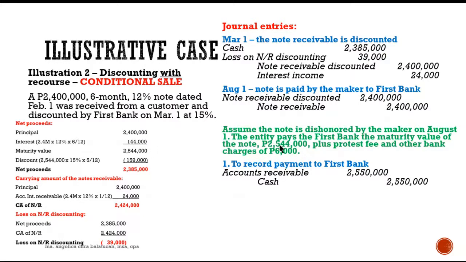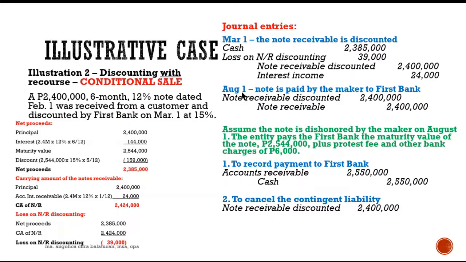So what we do is debit accounts receivable. When a note is dishonored, it becomes an ordinary accounts receivable. And since we have paid the bank, because our maker defaulted, we credit cash. After this entry, it means we are the ones to collect from the maker. The maker will no longer pay the bank. We collect from the maker because we paid the bank. Then, to cancel the contingent liability, we use the same entry, debit note receivable discounted and credit note receivable. So that is what will happen if the maker dishonors.